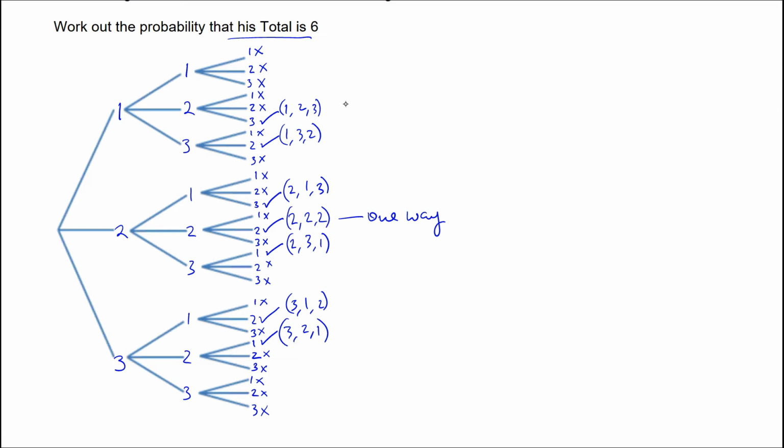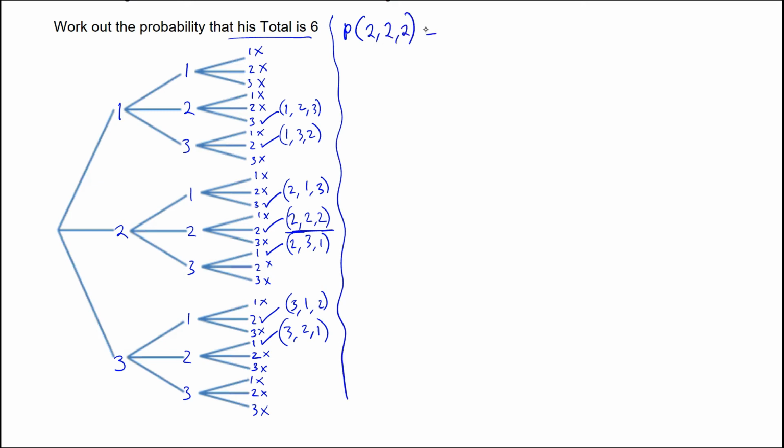So I now want to apply the probabilities of each of these numbers to work out this problem. So I'll start with the probability of 2 followed by 2 followed by 2. So let me just erase this. All right, so the probability of 2 followed by 2 followed by 2.